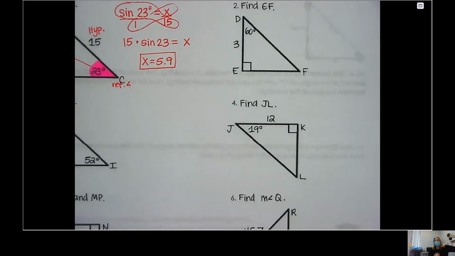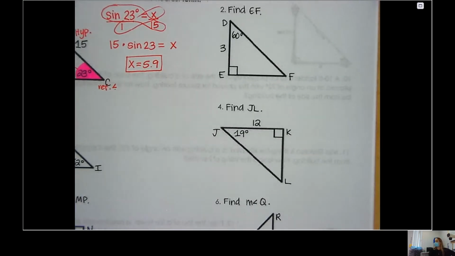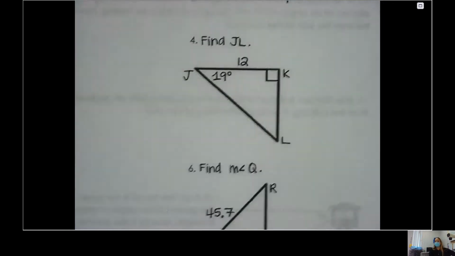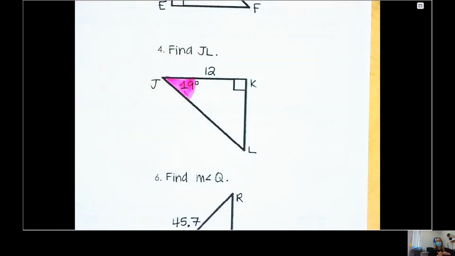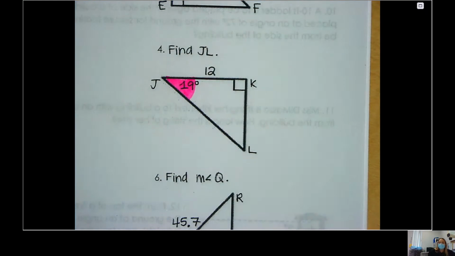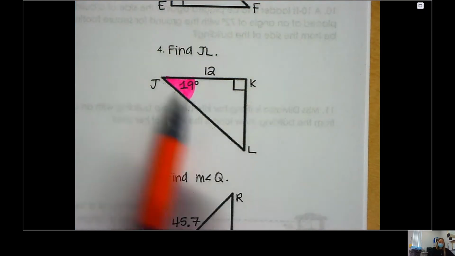All right, number 4. Same thing. We're going to start by highlighting our reference angle. What's your reference angle for number 4? 19. So highlight it, circle it, do something to it. Notice everything's always the same here, the order. Now, JL is what I'm trying to find. So find JL and put an X over there.